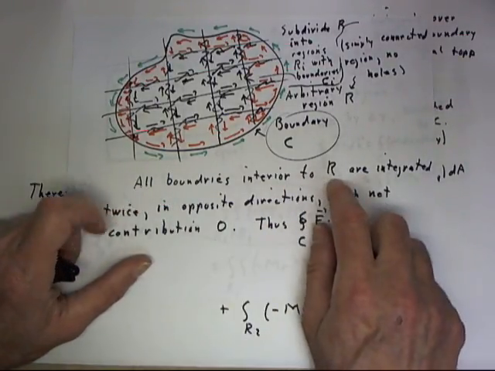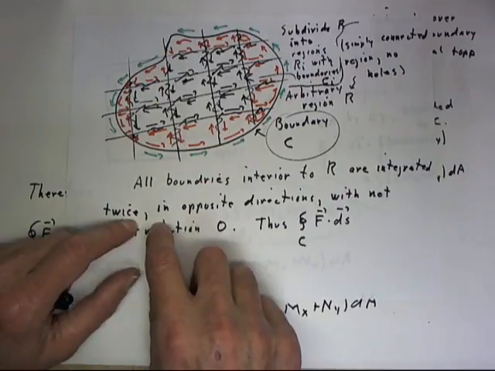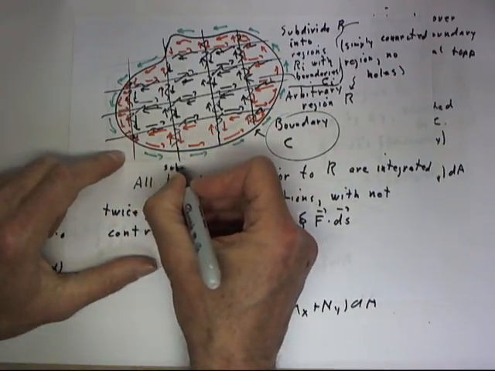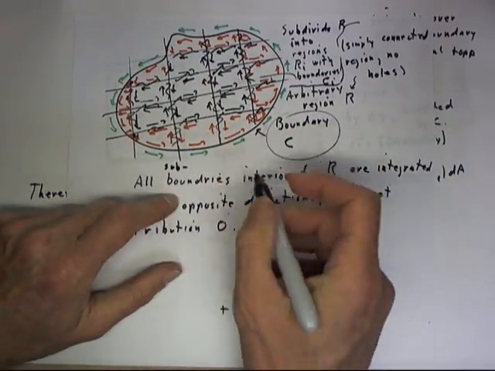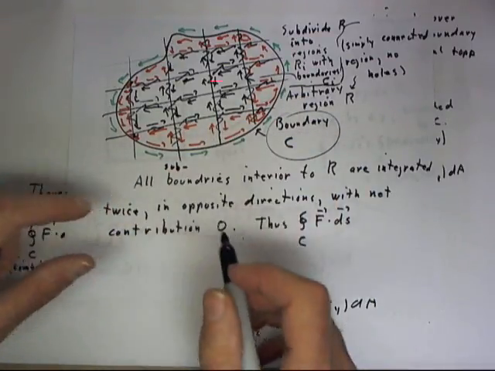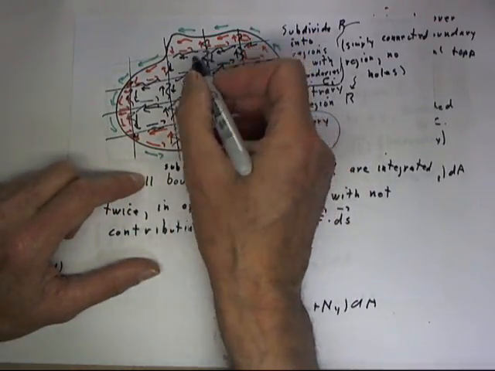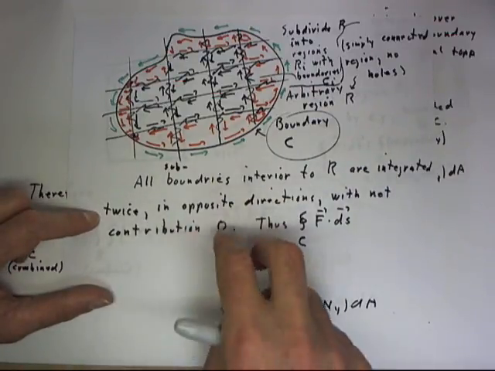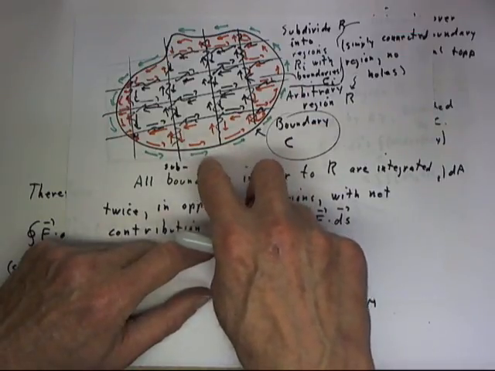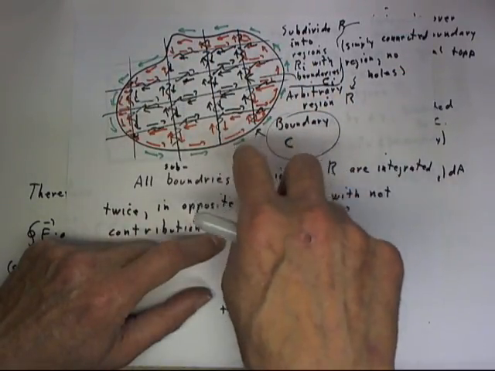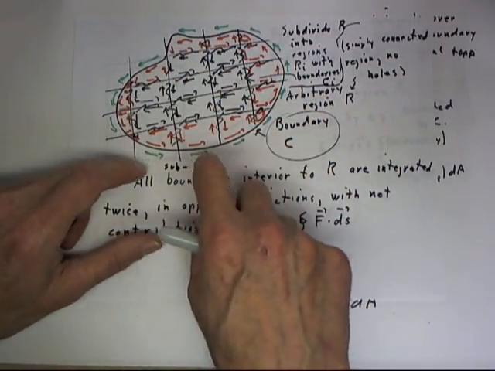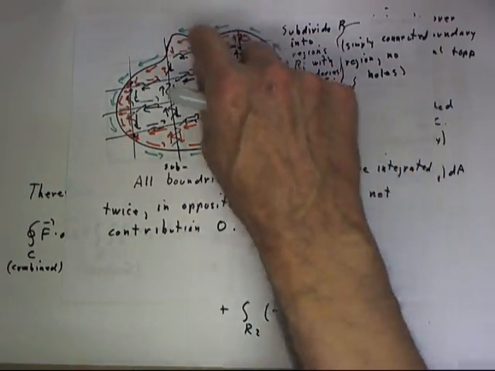Now, all boundaries interior to R get integrated twice. And I should maybe say all sub-boundaries. That's not a completely rigorous term, but I mean the sides. Each of these regions has 4 sides, and every side that's interior to the region gets integrated twice in opposite directions, with net contribution 0. The only thing that's left is the net part of the boundaries of all these regions that coincide with the boundary of our original region.